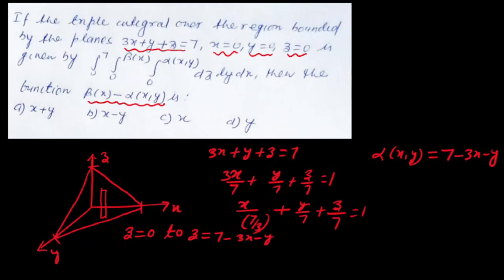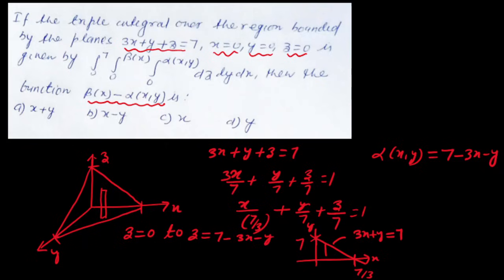And then they are taking the limit of y. So how do you take the limit of y? To take the limit of y, you take the cross section of this plane, that triangular plane that you can see here in the xy plane. So if I can draw it, this is the x-axis and this is the y-axis. So the x-axis intercept is 7/3, the y-axis intercept is 7, and the equation of this line, if z is 0, will become 3x + y = 7.